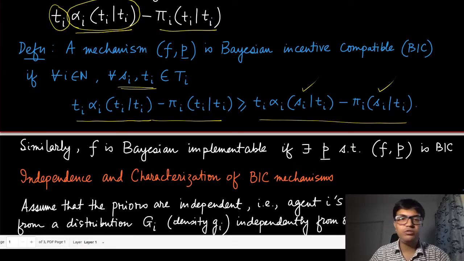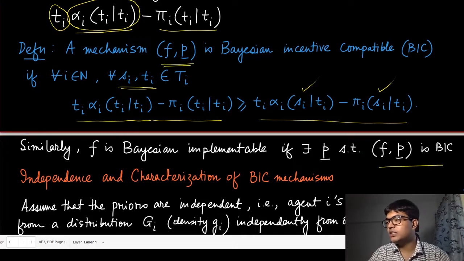And as before, we are going to say that this allocation rule is Bayesian implementable if there exists some payment such that this (f, p) is BIC. Note that we are going to call this (f, p) mechanism Bayesian incentive compatible. Of course, implicitly we are assuming that there exists a common prior G, and we are taking the expectation of the allocations and the payments according to that G.